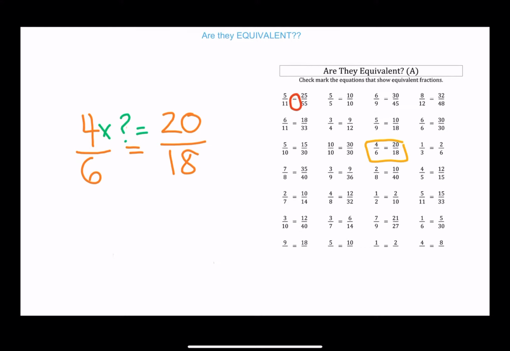Remember, if you can't figure out or don't know your facts, you could always do the opposite. You can do 20 divided by 4. 20 divided by 4 on your calculator will be 5. So we know that missing number is 5. 4 times 5 equals 20. Whatever you do to the top, you must do to the bottom.